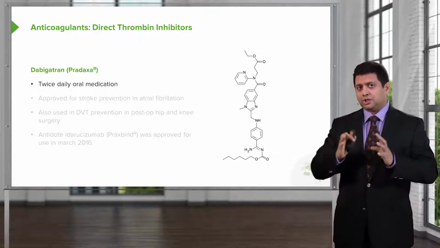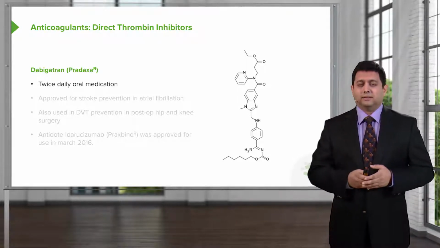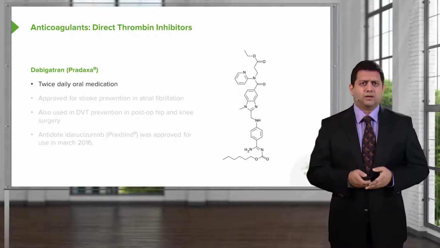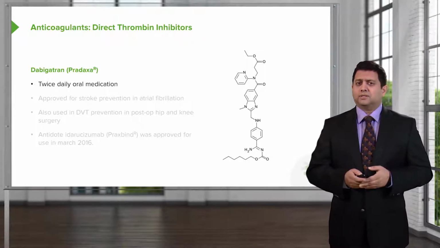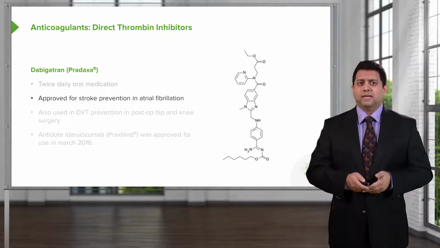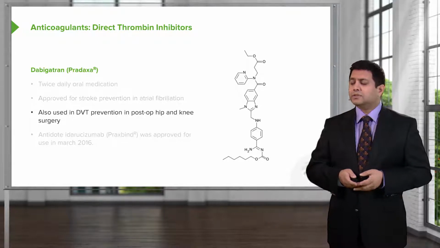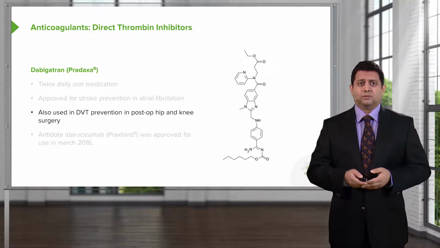These drugs are generally called NOACs because they stand for novel anticoagulant drugs, but because they've been on the market now for 5 or 6 years, we've kind of discarded the word NOAC. Pradaxa or dabigatran is used as a twice-daily drug. You can see that it's much smaller than the heparin molecule. It's approved for stroke prevention and atrial fibrillation. It's also used for DVT prophylaxis in post-op hip and knee surgery.